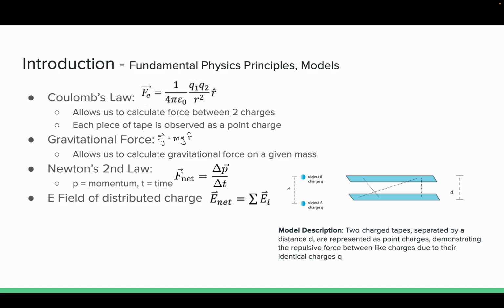Here's the introduction for fundamental physics principles. We used Coulomb's law, which allowed us to calculate the force between the two charges, and each piece of tape was observed as a point charge in Lab 1. The gravitational force, Fg equals mg, allowed us to calculate the gravitational force on a given mass. Newton's second law was also used, with p equaling momentum and t equals time. And then for the E field of the distributed charge, we had E net equals the sum of E individual.